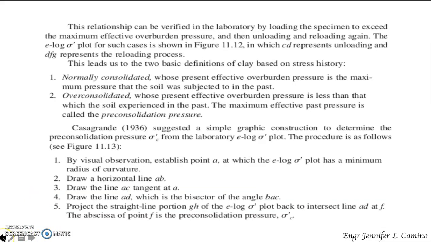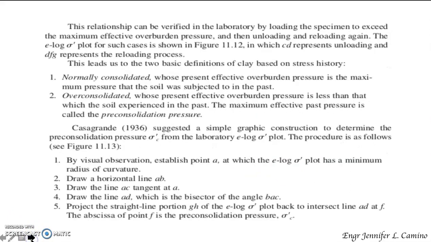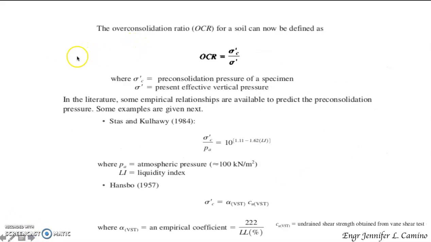This was illustrated in Figure 11.13. So this was the suggestion of Casagrande. The overconsolidation ratio, OCR, for a soil can now be defined as sigma sub C prime over sigma prime, where sigma sub C prime is the pre-consolidation pressure of the specimen, and sigma prime is the present effective vertical pressure. The pre-consolidation pressure of the specimen is the maximum effective overburden pressure the soil experienced. Sigma prime is the present effective vertical pressure.